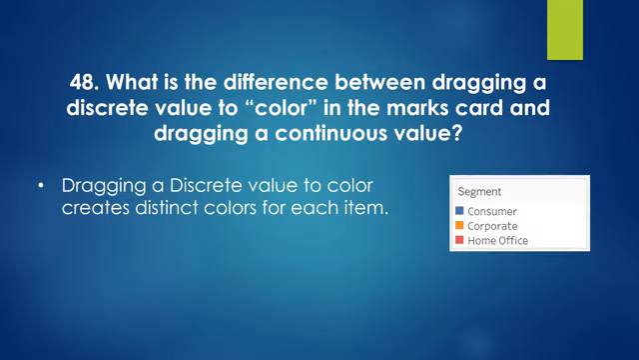What is the difference between dragging a discrete value to color in the marks card and dragging a continuous value? The first example is dragging a discrete value. So when we drag a discrete value to color, it creates distinct colors for each item. As you can see here in this image, for segment, we have three different categories. We have consumer represented in blue, corporate represented in orange, and home office represented in red.